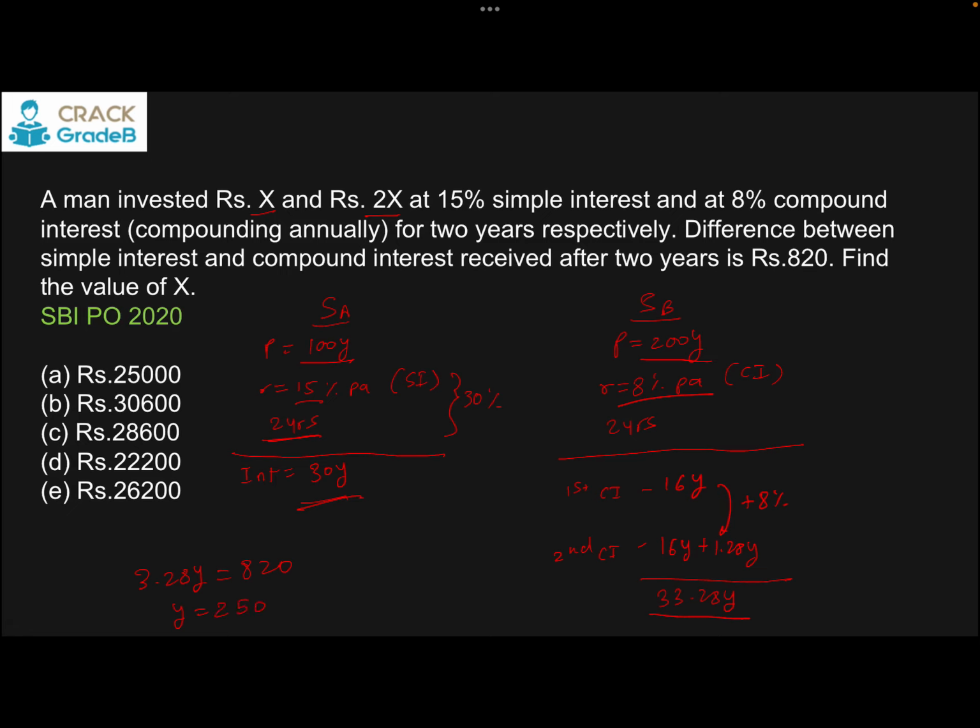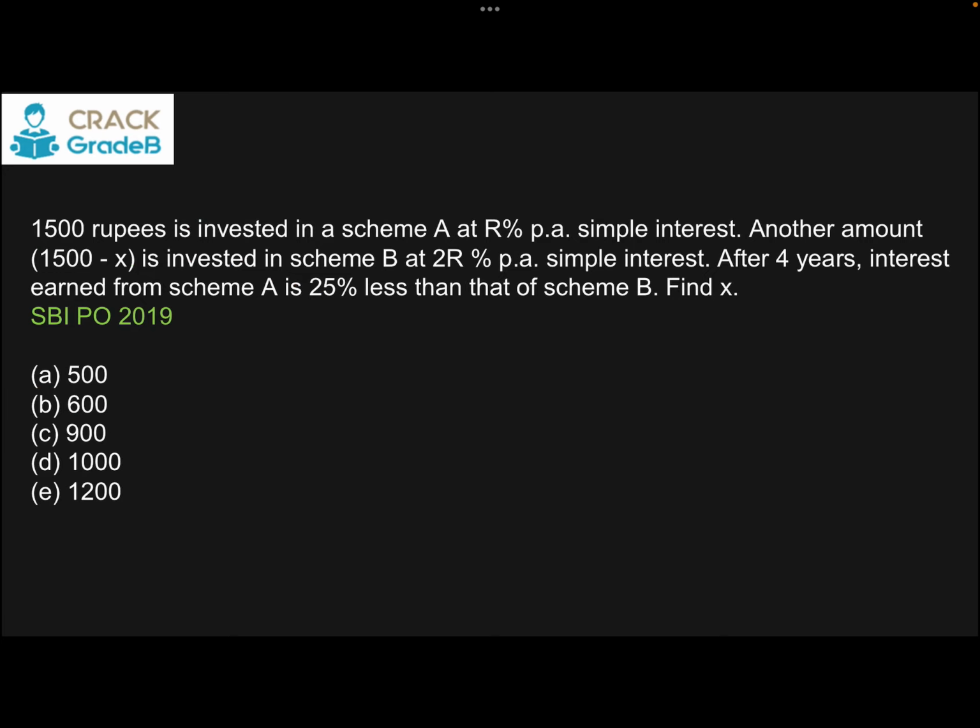And that is going to be 250. So just put that 250 here, because this is the investment that was X. X was the investment done in scheme A. So just put Y is equal to 250 here. The value of X is going to be 250 into 100, that is 25,000. Easy. Let's see one more.